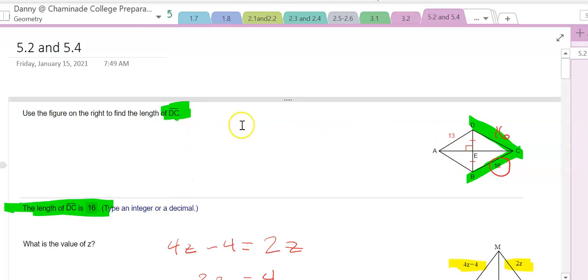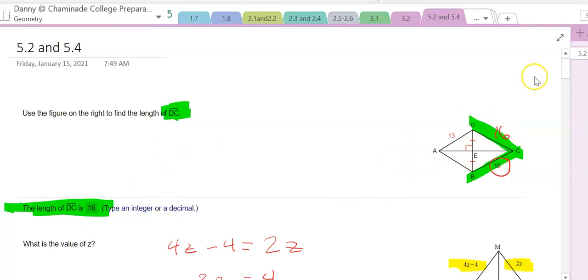Same thing as what it's doing, we're using that exact theorem here. We see that we have a right angle. We see the distances here are equal, which means BC is congruent to DC, and we get our answer. So no calculating there.